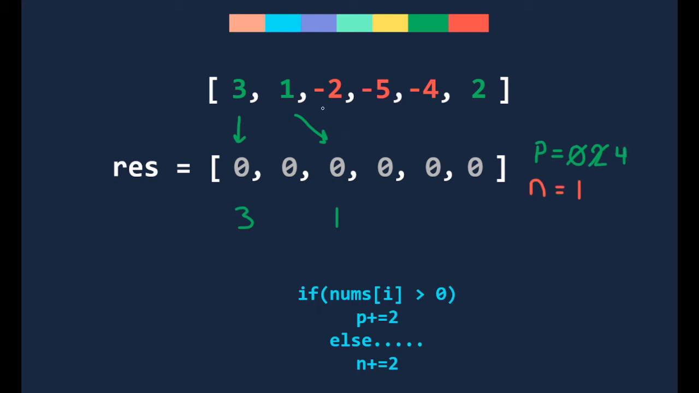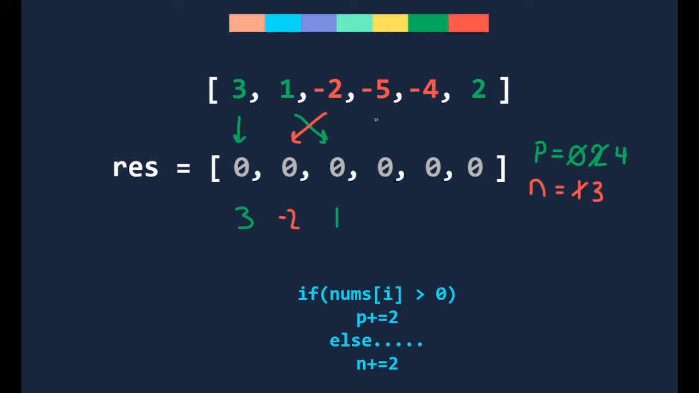Now we pass to our next number, -2. This is our first negative, so we're going to put it in the first index, right here. So we have -2 here. And we want to increase N by 2 to 3.